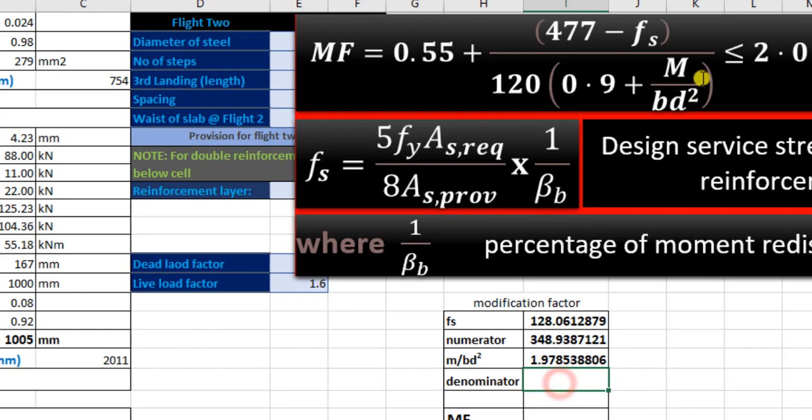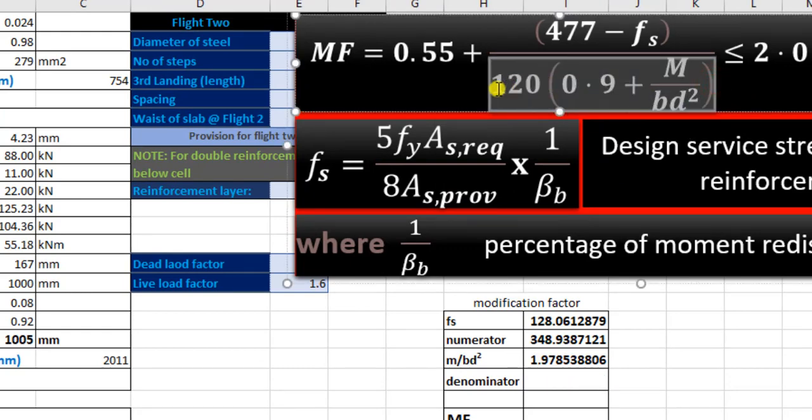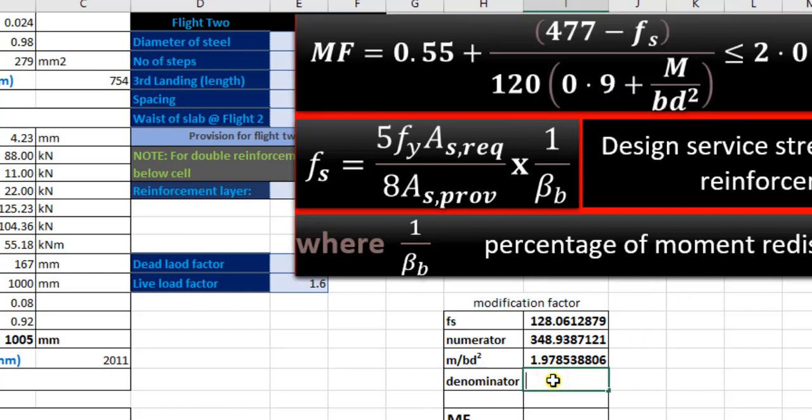We are going to enter our denominator. This is our denominator: 120 times 0.9 plus M over bd square. Alright, so we are going to enter this. We say equals to 120 times, bracket 0.9 plus this. Close the bracket and enter. Alright.